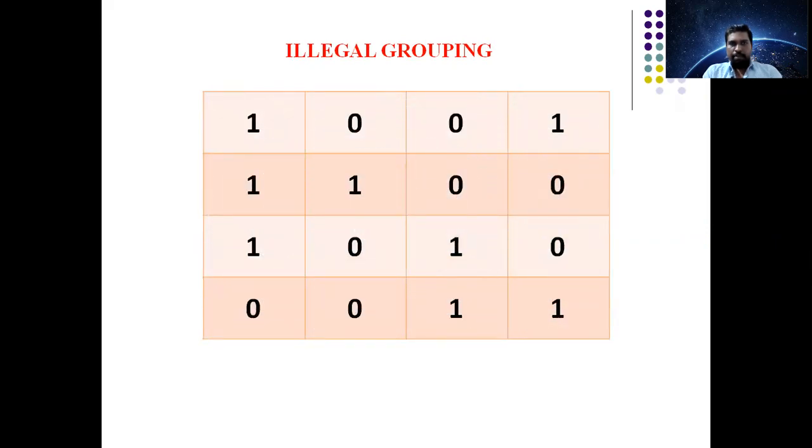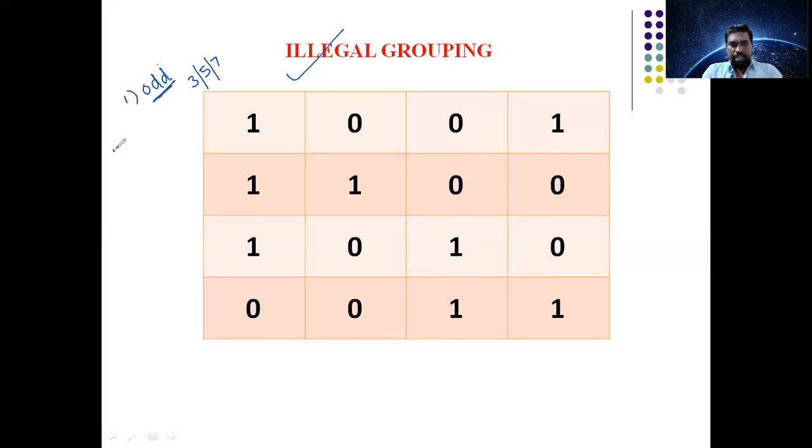So illegal grouping in K-map, suppose if it is like this in a K-map, the first condition you have to remember is when odd number of cells are grouped. What is odd number of cells? Suppose for example 3 cells, 5 cells, 7 cells. Like that if you group, then this reflects the concept of illegal grouping. So when in a K-map, odd number of cells are grouped, that is called illegal grouping.